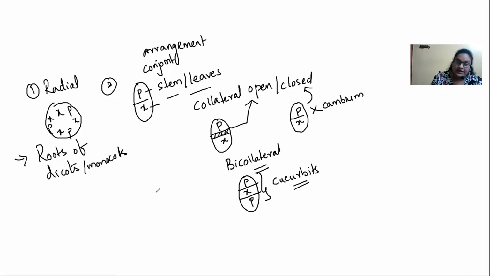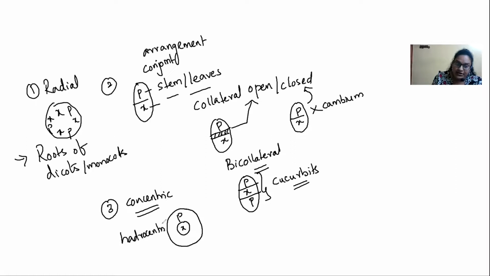The next thing that we can see is another type which we call concentric vascular bundles. What is concentric is nothing but one of the vascular tissues will be surrounded by the other one. We usually call this type of arrangement hadrocentric. Or there's another term, children, for this, which is called amphicribral.